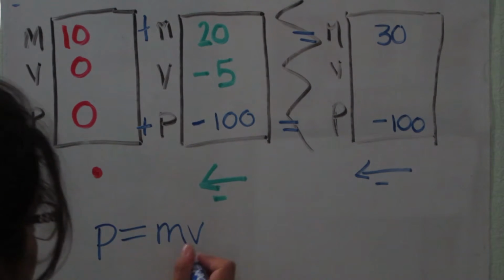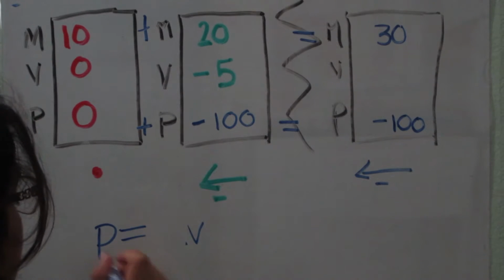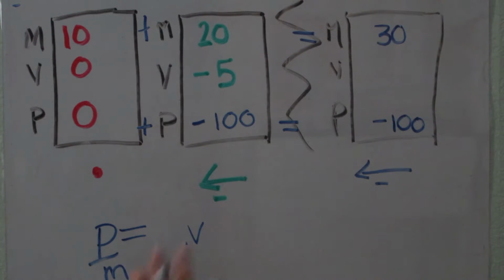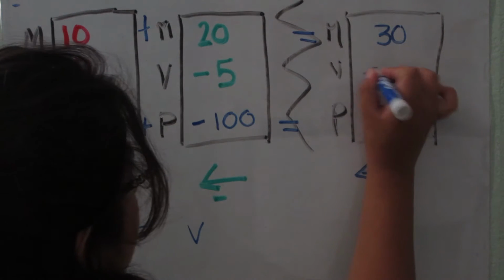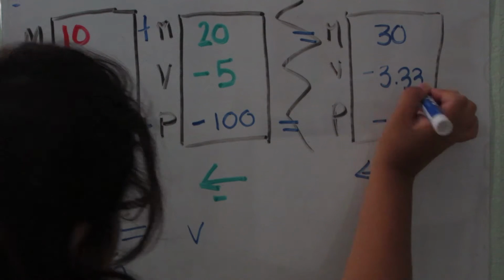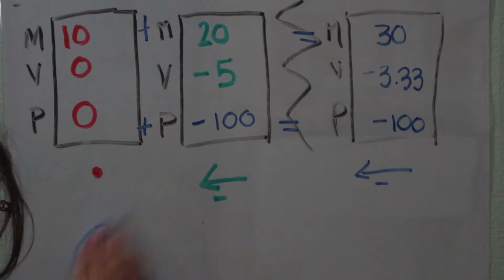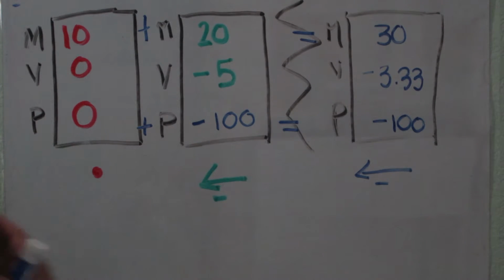Then we solve for velocity, and velocity is equal to momentum over mass. So if we take -100 and divide it by 30, we get a velocity of -3.33 meters per second. And again, it's negative because this object is sliding off into the negative direction.